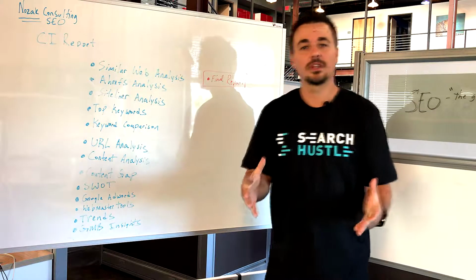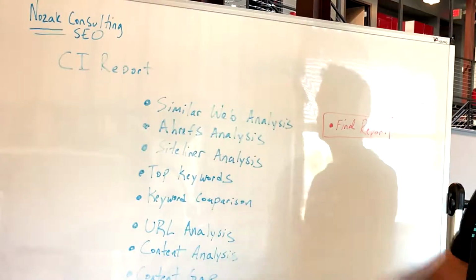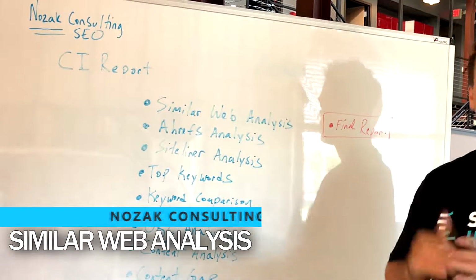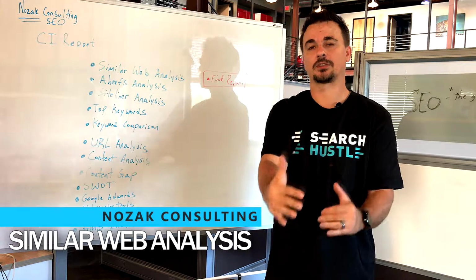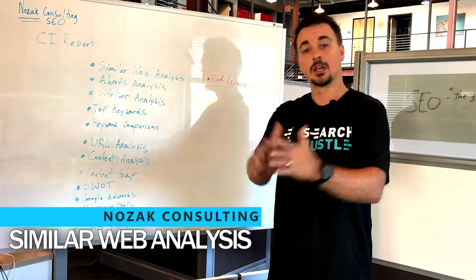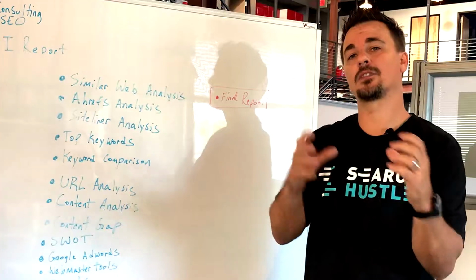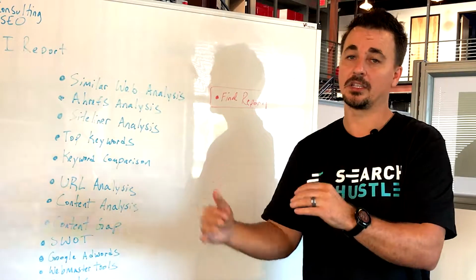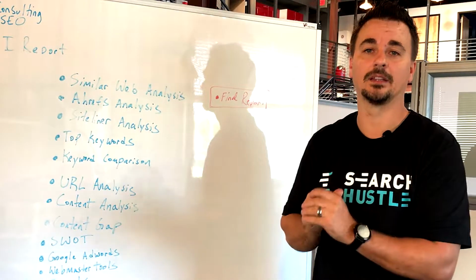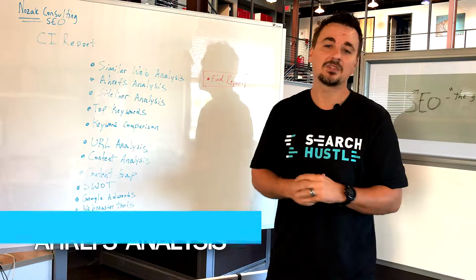So the components that we focus on in a CI report, one, we do a similar web analysis. There's data we're getting over the functionality of your site, the speed and different things, comparing you against the competition, right? Everything is in relationship to the competition since you're going to be fighting against them in the SERPs. And then we're going to run an AHREFS analysis.